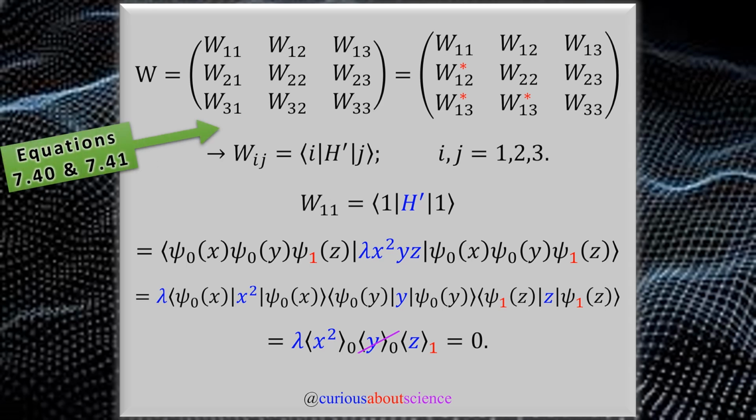Okay, so this comes from equations 7.40 and 7.41, where, since it's triply degenerate, we have a 3 by 3 matrix that we'll have to take the eigenvalues of later. Each element in the matrix is the expectation value of a state with another state in the perturbed Hamiltonian. Again, triply degenerate, so we're running through all 3 states and all their potential mixing pairs.